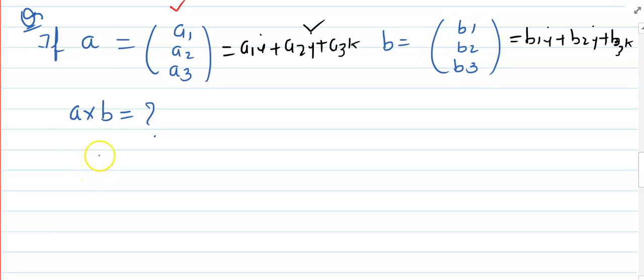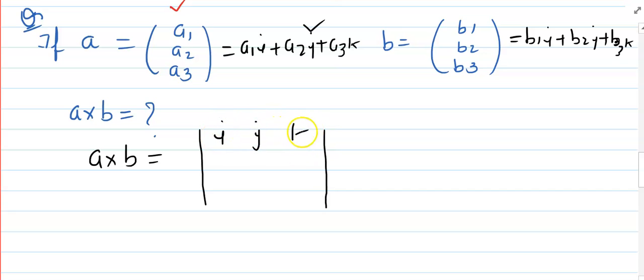Okay, so to find A cross B, first of all, we'll make this matrix sign. We write down here i, j, and k. Then the first vector you will write down here: A1, A2, A3. And the next vector you can write down: B1, B2, B3. Okay, now how to solve this?